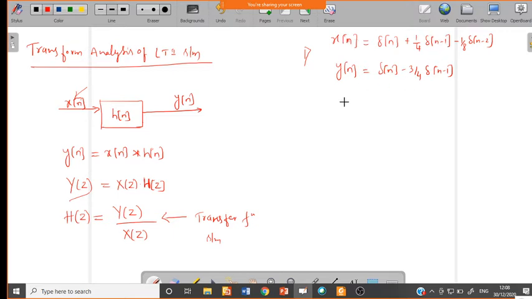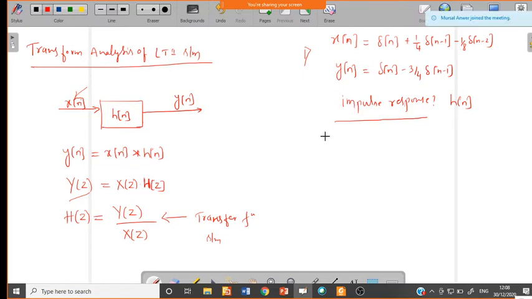Now what do we need to find? We need to find the impulse response. So this is the problem: how to find the impulse response. First you need to transform x of n and y of n from the time domain to the z domain. Take the z transformation of x of n and y of n, then divide y of z by x of z, and you will get the transfer function h of z. After taking the inverse z transform of h of z, you will get the final impulse response of the system. Now we will do that.